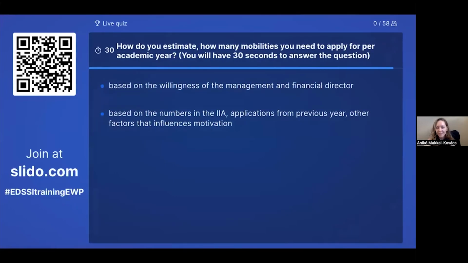How do you estimate how many mobilities you need to apply for per academic year? Based on the willingness of the management and the financial director, or based on the number in the IIA, applications from previous year, other factors that influence this motivation? Because of course, every year you have to apply for funds for the next academic year. So let's see, how do you decide on that?